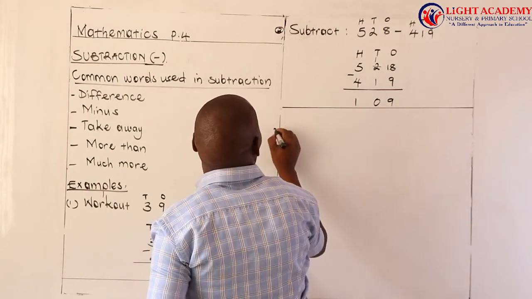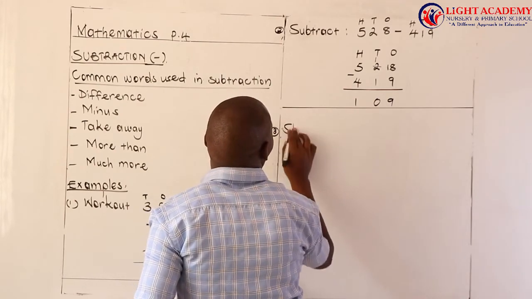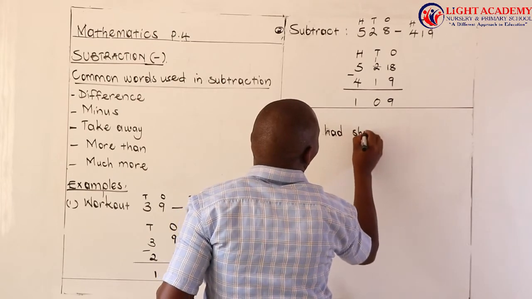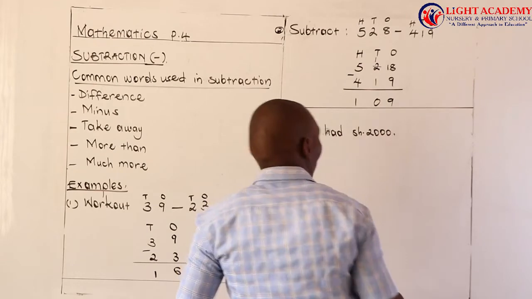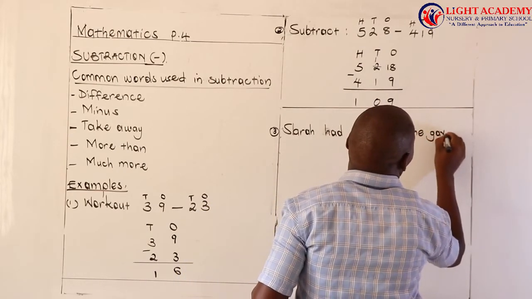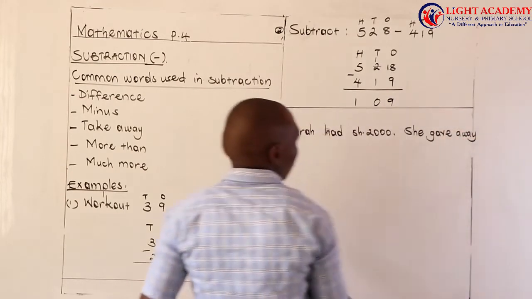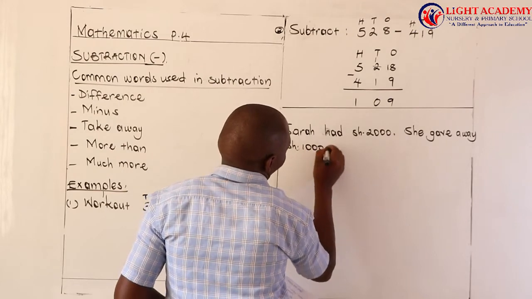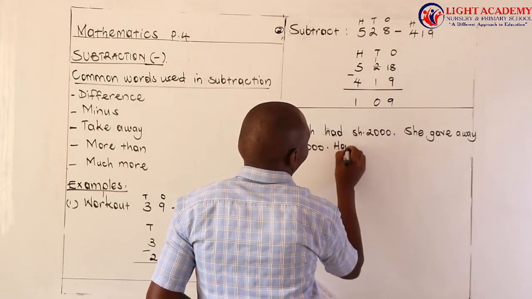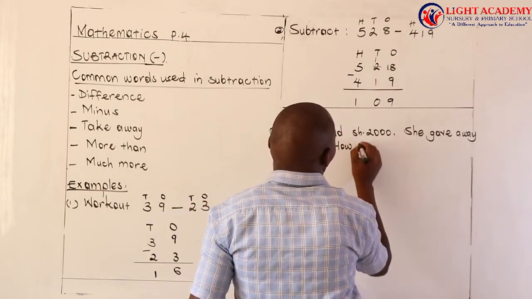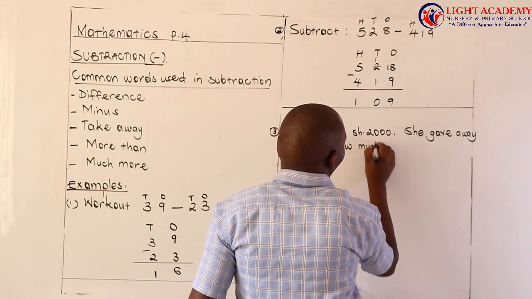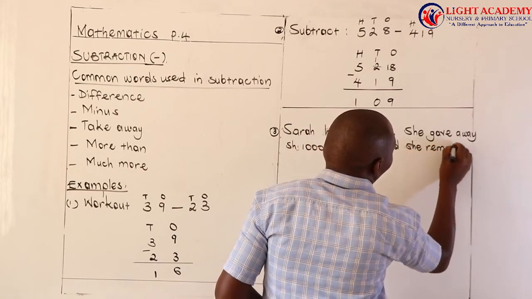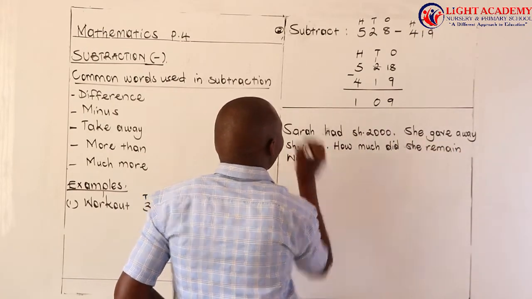This is number 2. I can give the third one here, and I say, for example, the question says, Sarah had 2,000 shillings. She gave away 1,000 shillings. Okay? How much did she remain with?